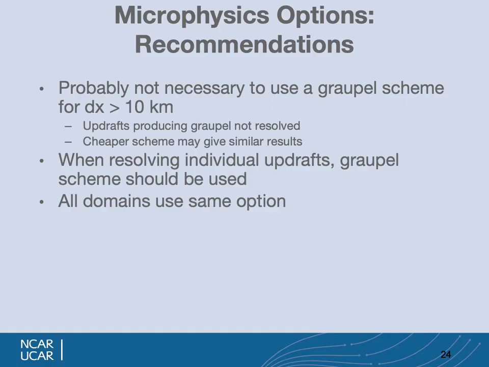In WRF, all the domains have to use the same microphysics options just to keep the same variables across nest boundaries. So whatever you choose for your inner domain in WRF, it'll actually force you to choose on all the other domains as well. But basically, when you're resolving updrafts, you do need graupel because you want the particles to fall out faster. If it was just snow, you get an unrealistic rainfall distribution and low intensity of rainfall that you don't really want.